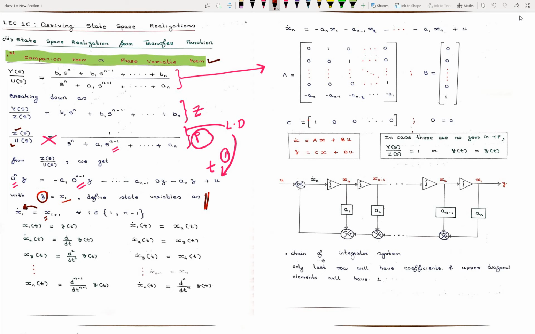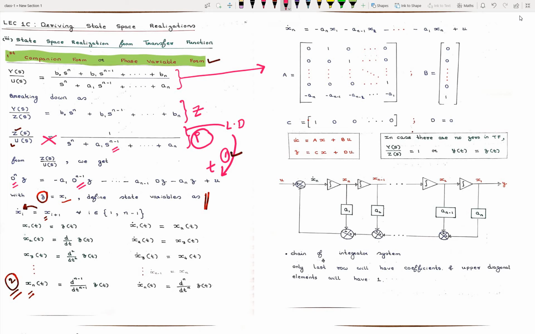Just follow this definition and you'll get it. x1 equals z, and x2 equals x1 dot, substituting i equal to 1. x1 dot means the derivative of z. In the same way, we expand up to xn. So this is the second step: we define the states. From the Laplace domain to the time domain is the first step. Once we have come to the time domain, we define the states and expand them.